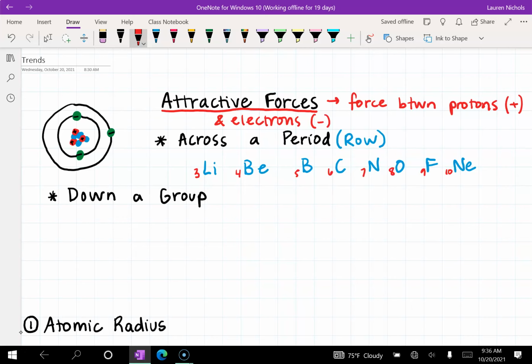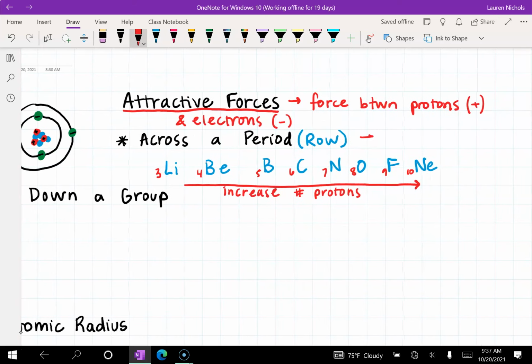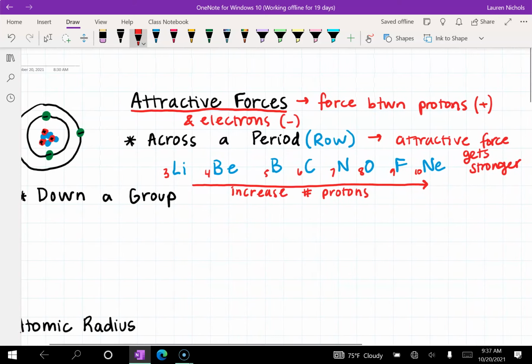And so because the atomic number is increasing, that also means you're increasing the number of protons. So as you go from left to right, you increase the number of protons. And what happens is when you increase the number of protons, that makes the attractive force stronger. So the attractive force gets stronger as you go from left to right across the periodic table, and that's because you increase the number of protons.